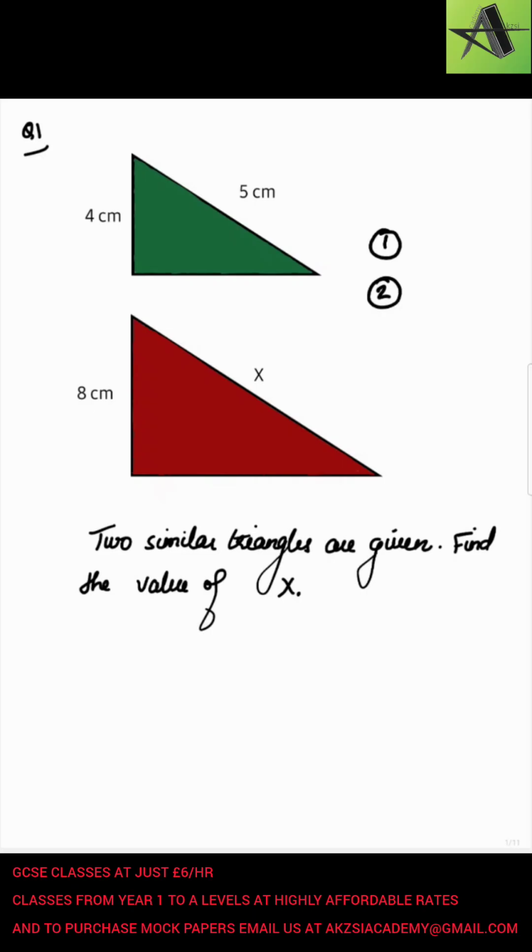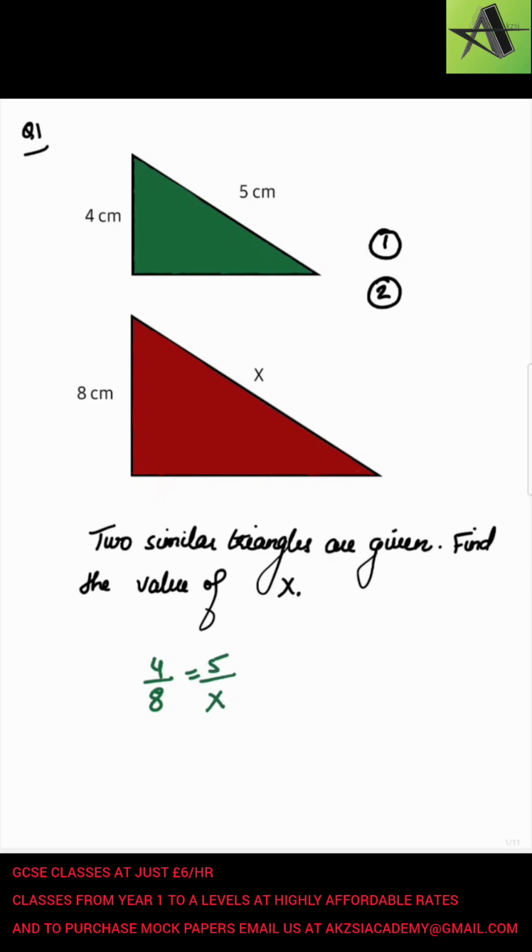Because there is no involvement of the angles here, we only have to look for the sides. We have to calculate the sides, so they should bear the same ratio, or I would say the length scale factor would be the same. So I can say 4 divided by 8 is equal to 5 divided by x.